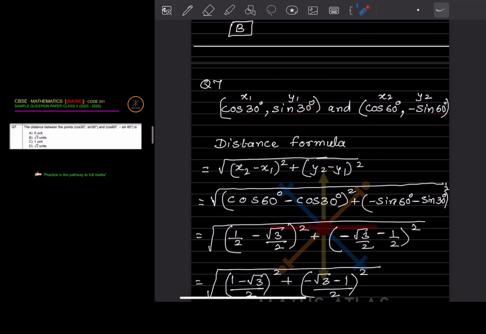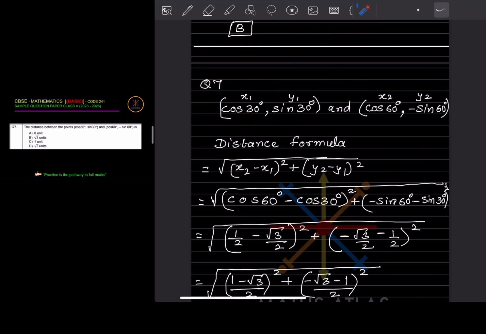So for the distance between the points, we will use the distance formula. Again, you should know the distance formula. The distance formula is the square root of x2 minus x1 whole bracket square plus y2 minus y1 whole bracket square. So now you just see here, this will be x1 and this will be y1. This will be x2, and better write this thing, whatever I have written here, because even if you miss out one, your answer is going to be wrong.